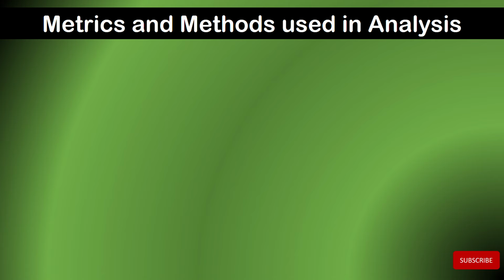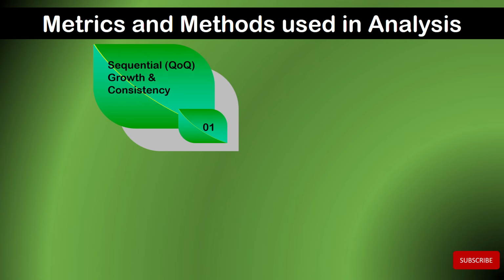So first of all, let's have a look at the metrics and the methods that I have used for this analysis. There are broadly four metrics based on which I have analyzed the results. First is the sequential quarter on quarter growth and consistency. This metric is used to compare the current quarter's result, that is Q2 financial year 26, to the immediately preceding quarter's result, that is the last quarter, Q1 FY26.